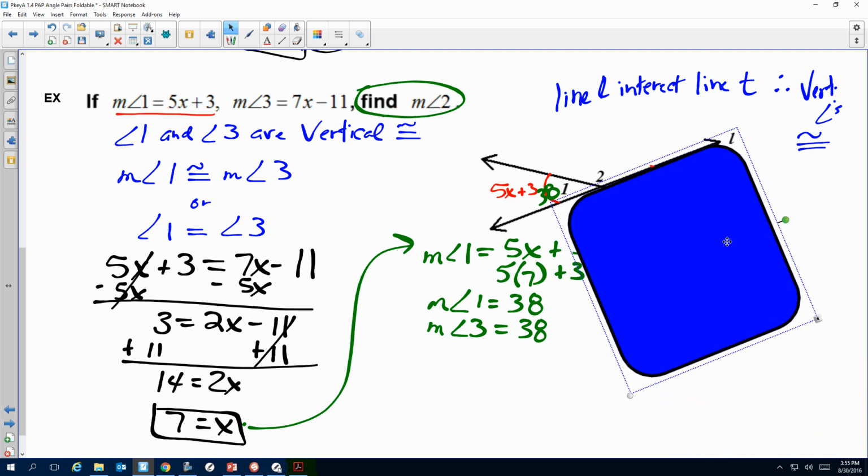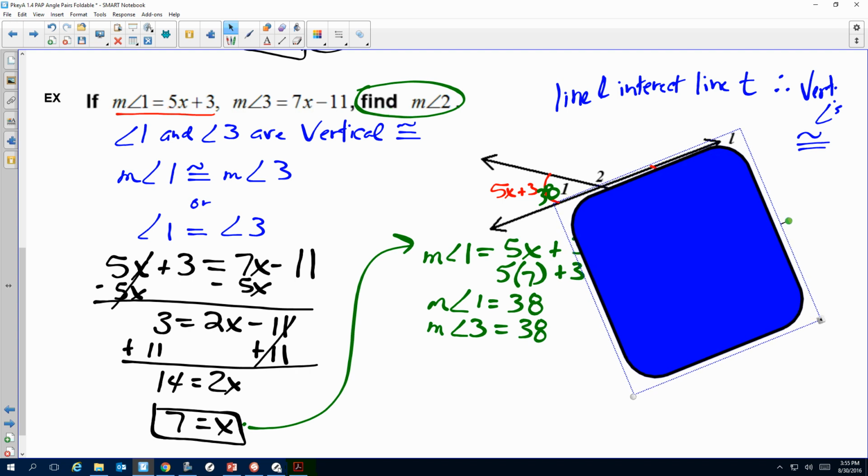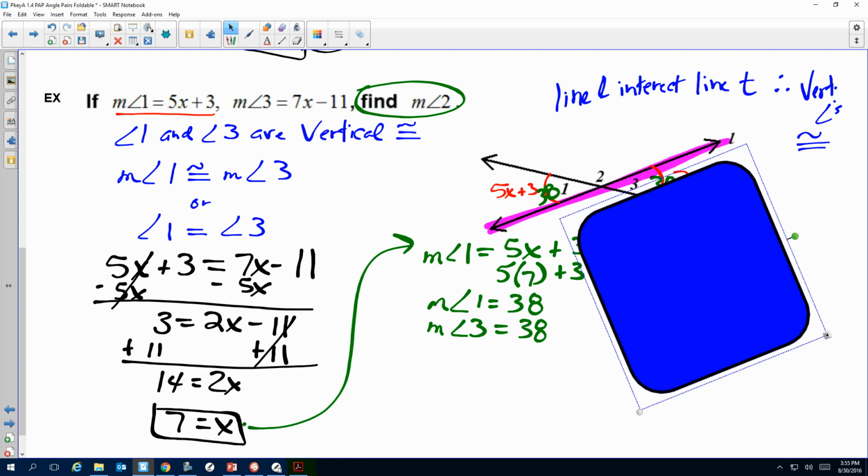If I cover up angle 3, I'm hoping you now see that 1 and 2 are a linear pair, okay? So not only do you have vertical angles when lines intersect, you also have linear pairs. You have adjacent angles that are on the line. They're on this line right here at the bottom. Right here, if I look at this line, angles 1 and 2 are linear pairs. So they are supplementary.